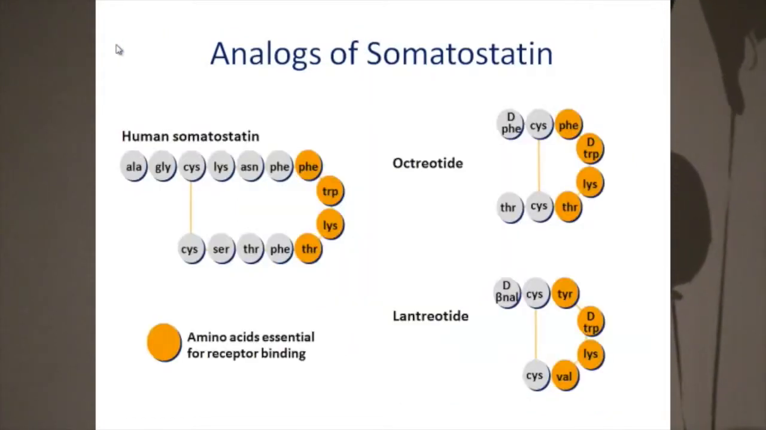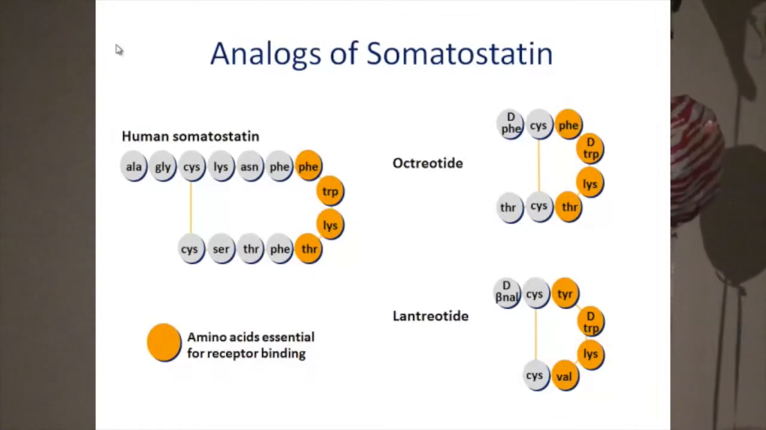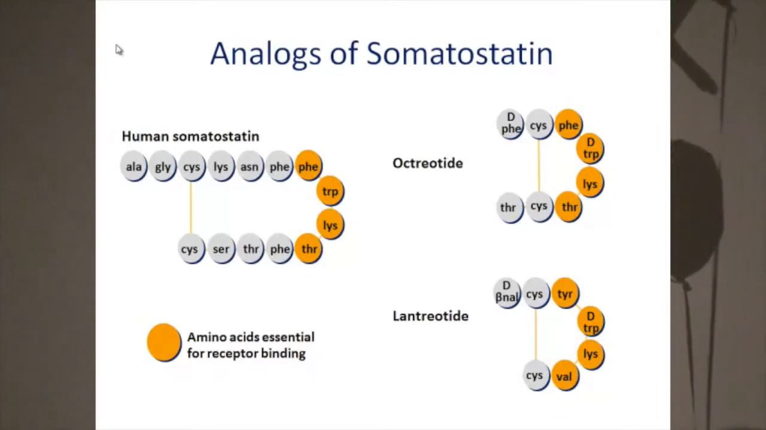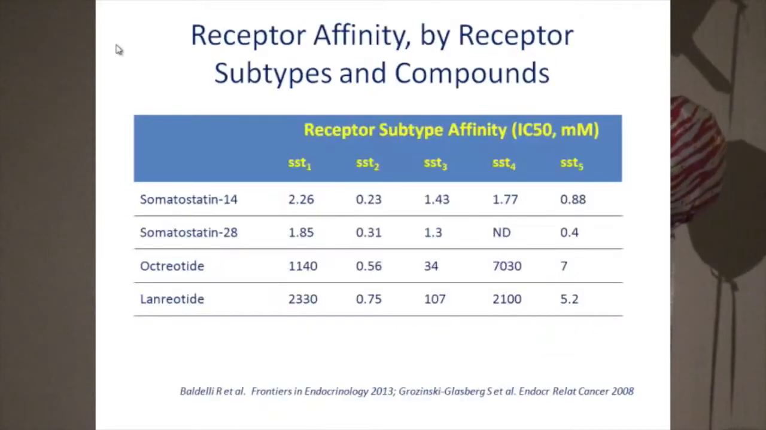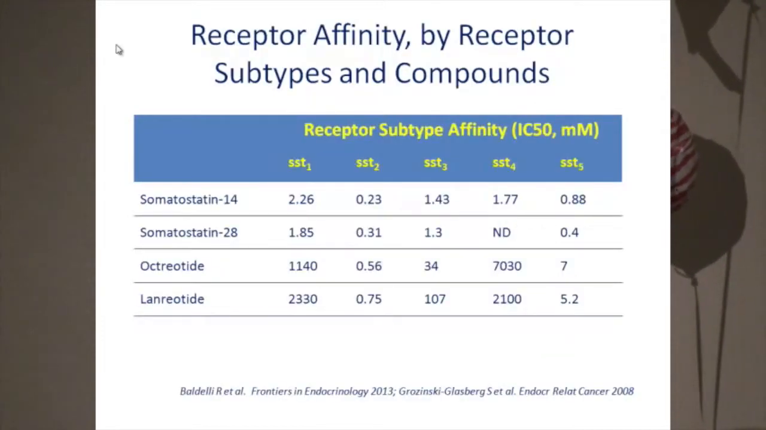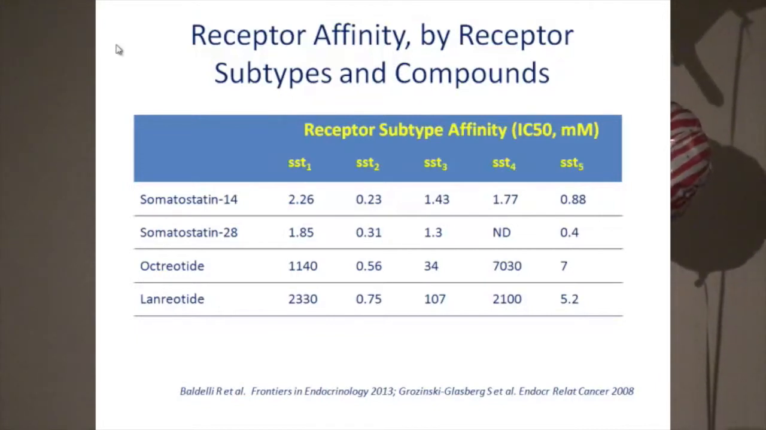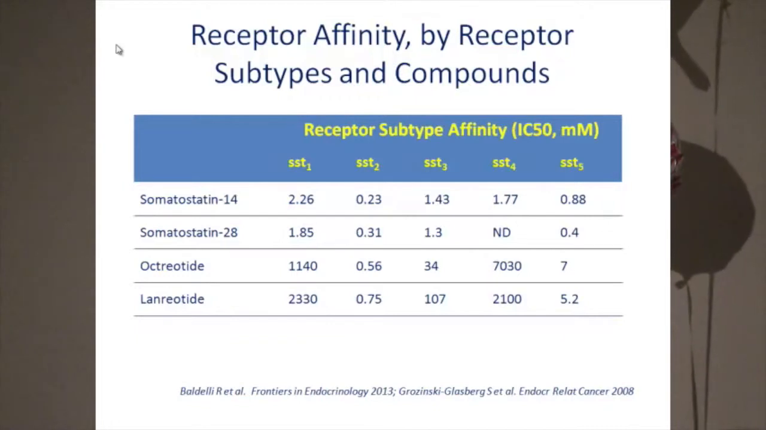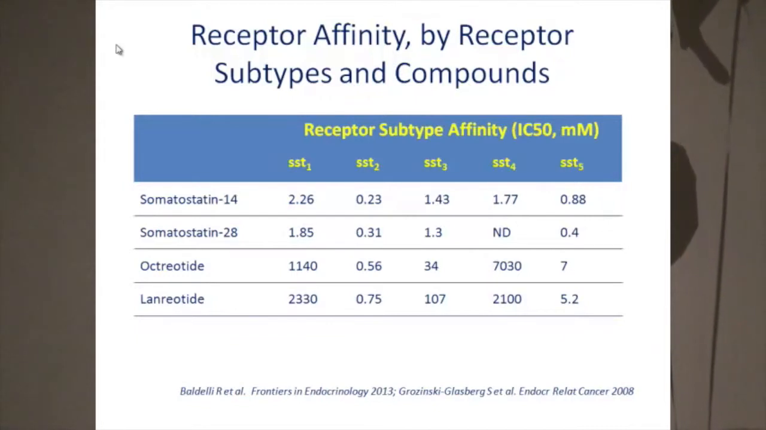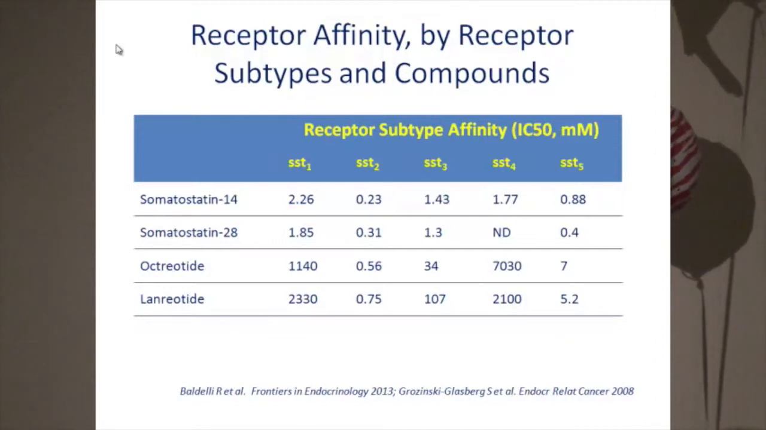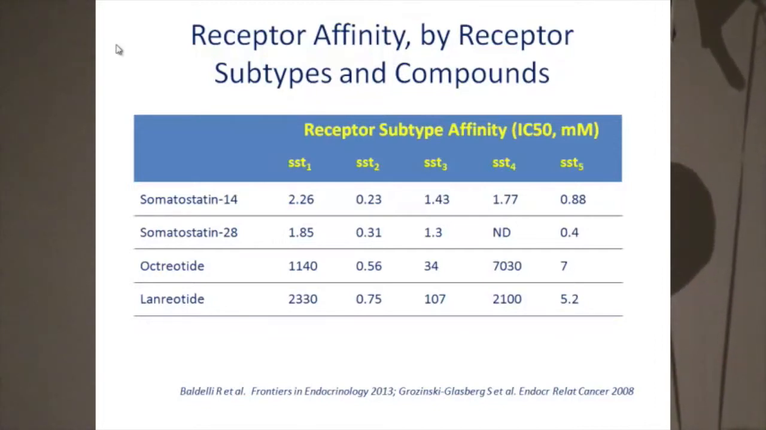The human body naturally has somatostatin. What we have available for treatment is somatostatin analog, Octreotide and Lanreotide. The receptor affinity for each of these compounds is summarized in this table. You can see that for somatostatin 14 amino acid, it has a specific receptor affinity versus the somatostatin 28 receptors versus the synthetic analogs, Octreotide and Lanreotide.